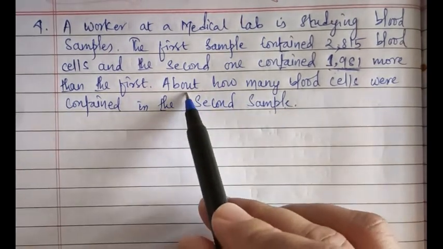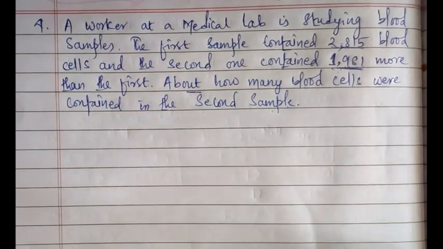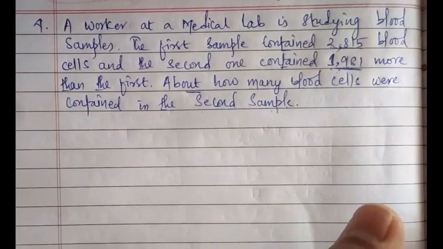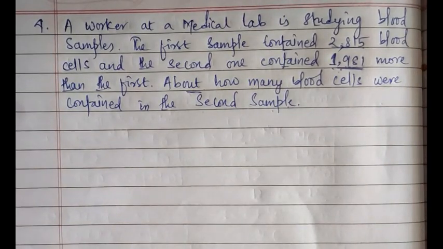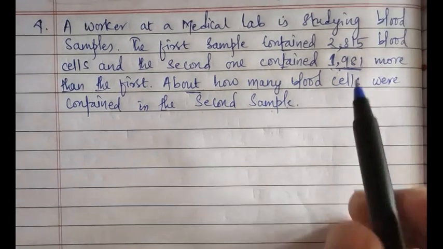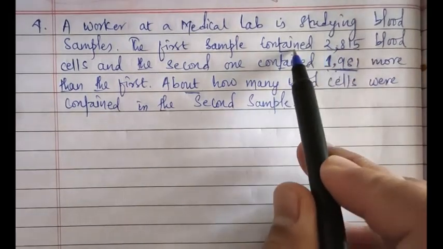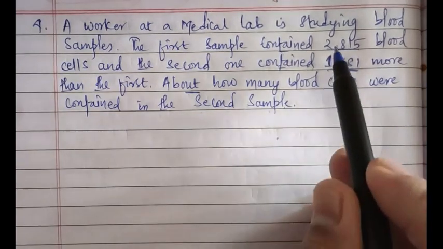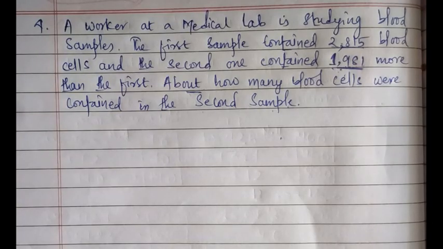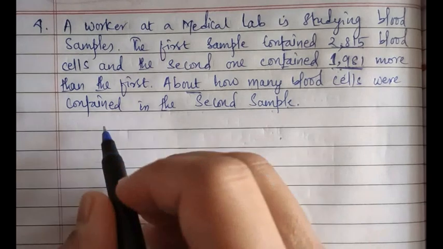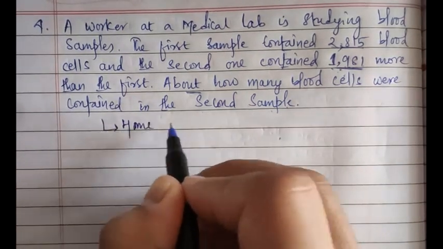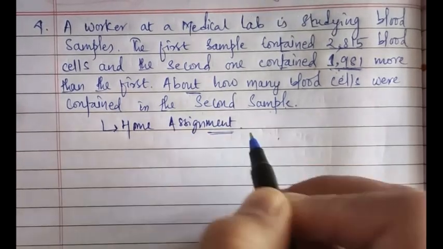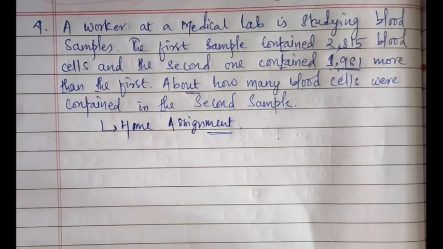About means estimate value. Okay, so you have to add this, then you will get the answer. Not actual, you will estimate the value. This is the first sample. For the second sample, you will add this and you will get the estimated value. All right, so this one you will try to do yourself. This will also be your home assignment.